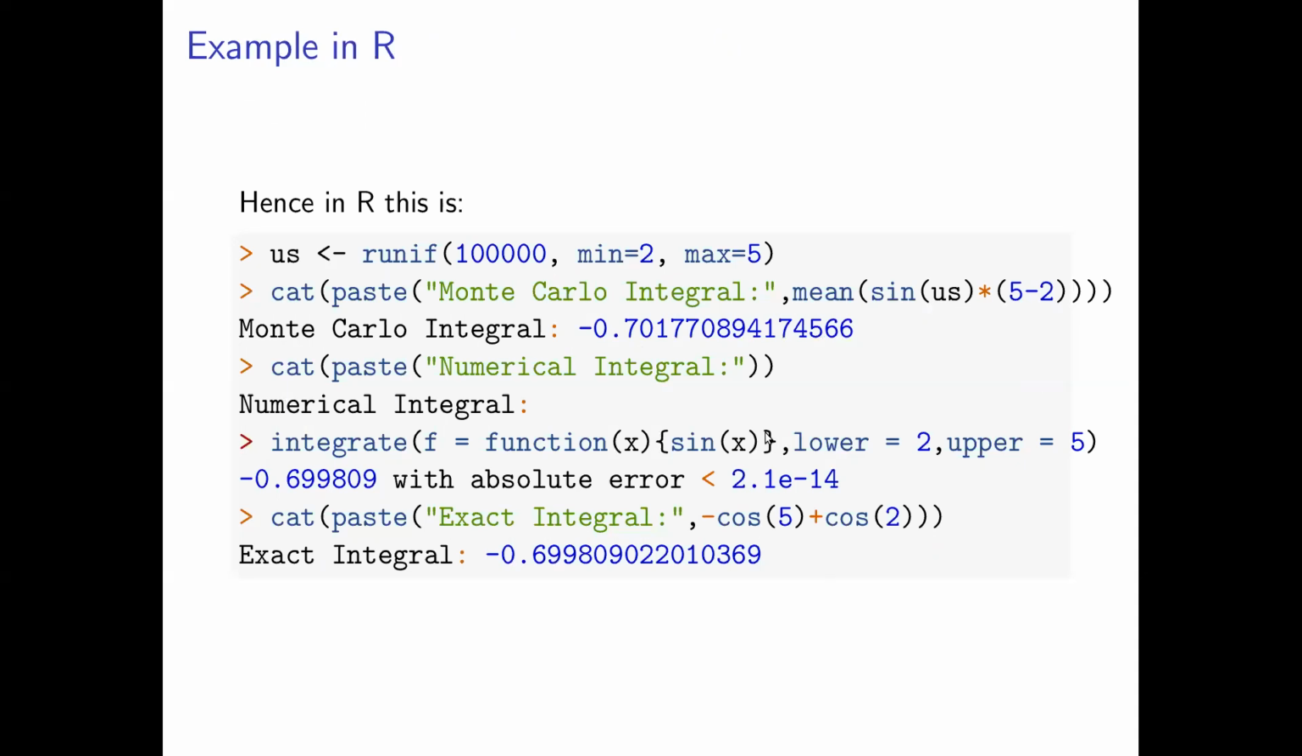This leads us to a value for this integration, which is the mean of the sine function of our simulated values times the 5 minus 2. This is similar to what numerical integration by geometric approximation will lead us to, and also similar to what the exact integral would be, which is the cosine in this case.